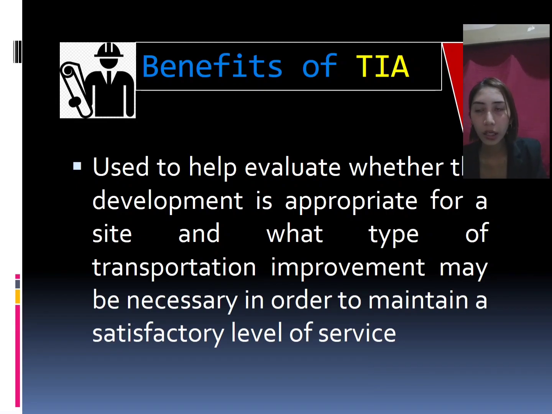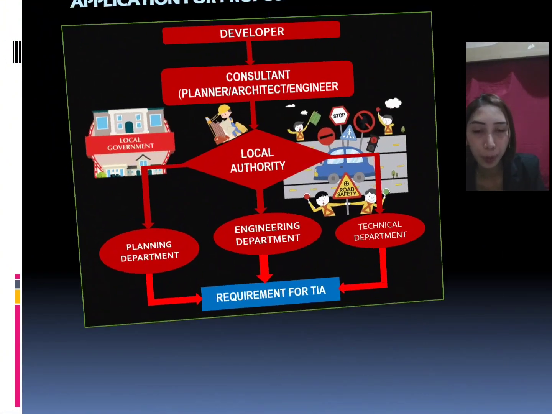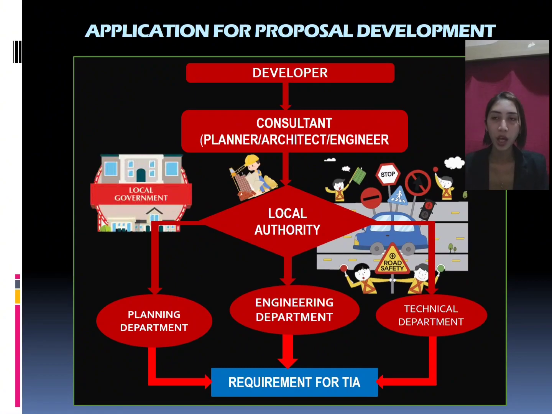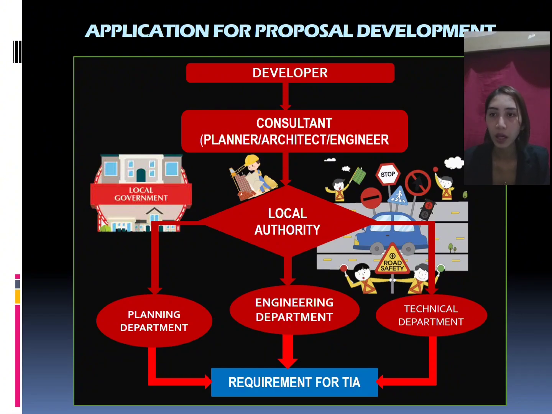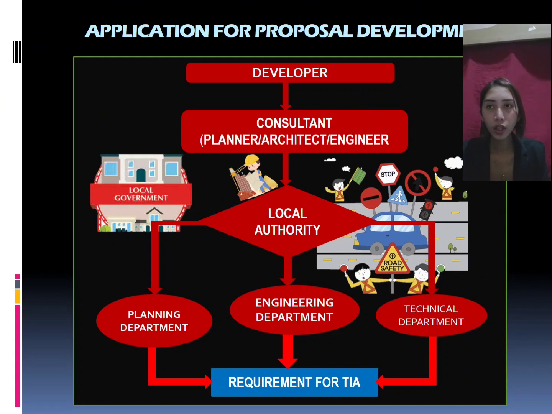So this is the application for proposal development. From developer to consultant planner or architect or engineer, the local authority which is local government, then to planning department, to engineering department, and the technical department, the requirement for the TIA, the traffic impact assessment.